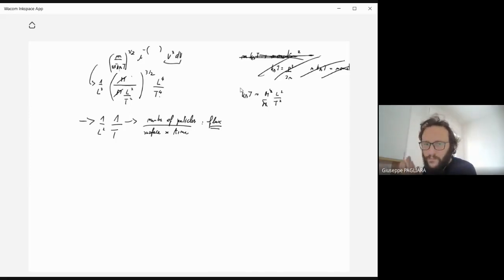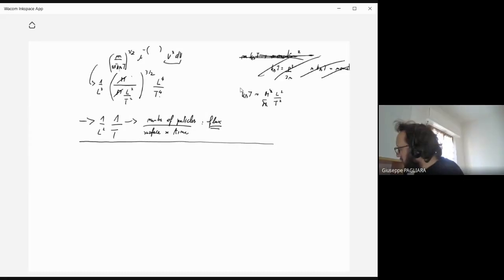Okay, it's a flux of particles. Now, sometimes it's useful to have a sort of dimensional analysis in order to check that everything is correct. Okay, so it's boring, but it's useful to do it. So now this is the flux of particles in which we are not yet integrated over the velocity.